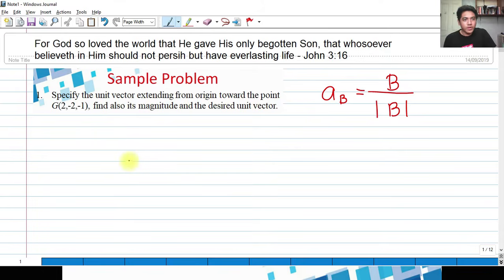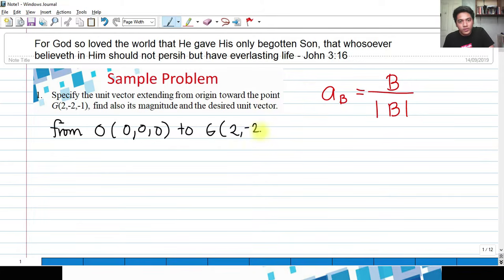So let's try to solve some problems. Specify the unit vector extending from the origin toward the point G (2, -2, -1). Find also its magnitude and the desired unit vector. So it says from the origin, which has coordinates 0, 0, 0, to point G, which is actually 2, -2, and -1. So this is our terminal point. This is our initial point.